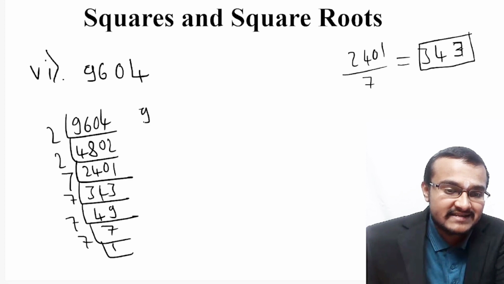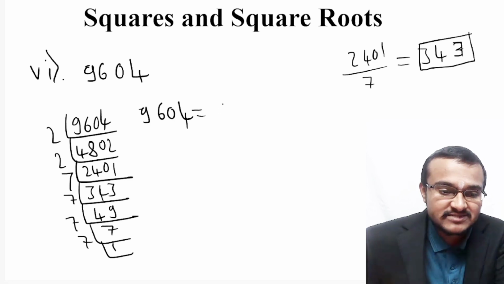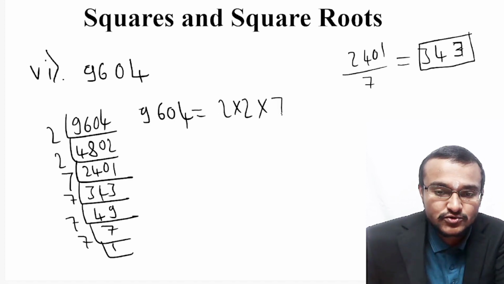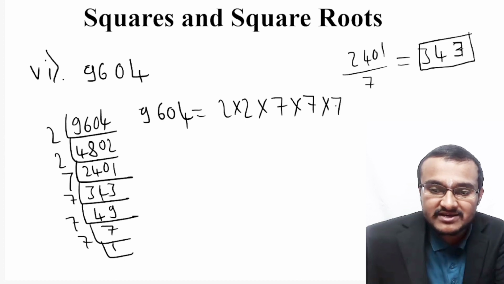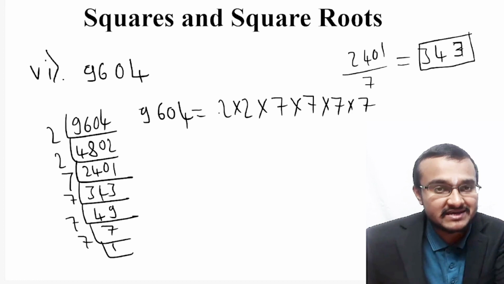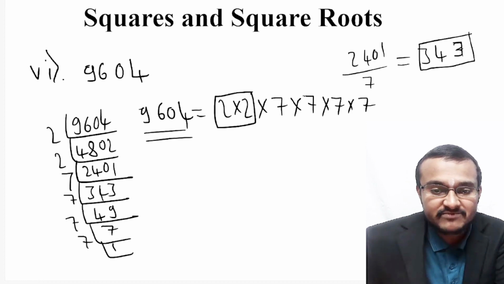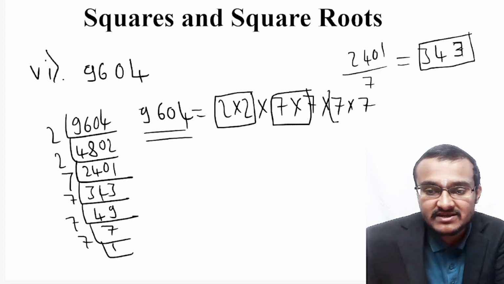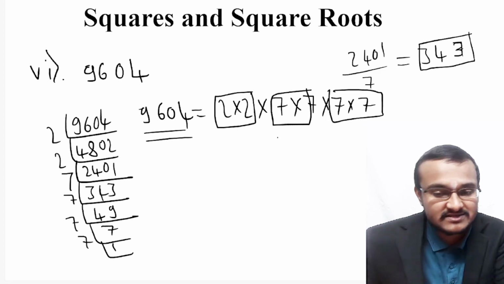So now 9604 you can express as 2 into 2 into 7 into 7 into 7 into 7. Again you can see here all the numbers have pairs. That means this particular number is a perfect square. So 2 is getting paired with 2, 7 is getting paired with 7, and this 7 is also getting paired with another 7.